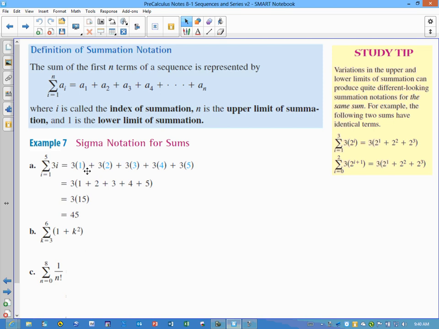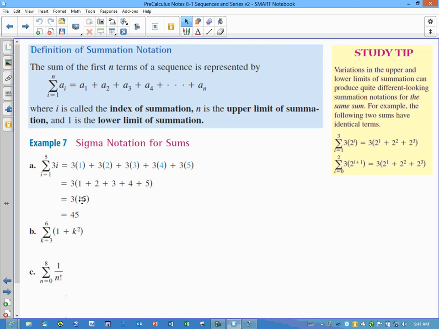So here it's 3 times 1, plus 3 times 2, plus 3 times 3, plus 3 times 4, plus 3 times 5. And notice here that there is a neat little algebraic thing we can do to save some time. Since each term has 3 in it, we can factor that 3 out, and then this is 3 times 1 plus 2 plus 3 plus 4 plus 5. Add those together, you get 15. 3 times 15 is 45. So the sum, as i goes from 1 to 5 of 3i, is 45.